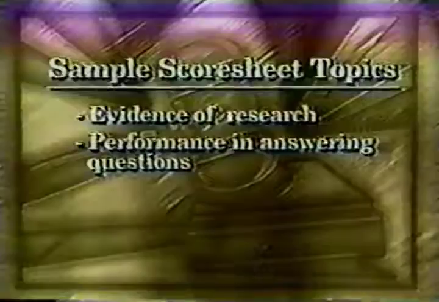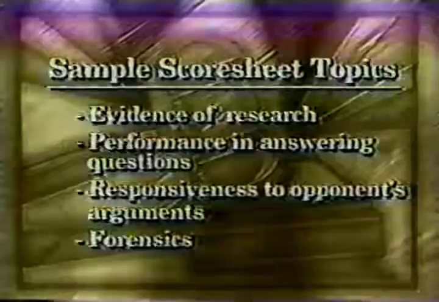This is how we measure the experience of moot court. It's broken into several categories. Scoring is done by the judges, and this is their way of sending you a message as to the merit of your argument. Different score sheets have different subsections, but the general sections you should be concerned with are evidence of research, performance in answering questions, responsiveness to the opponent's arguments, and forensics. If we look at each one of those sections, we will be able to see how your argument should be molded.